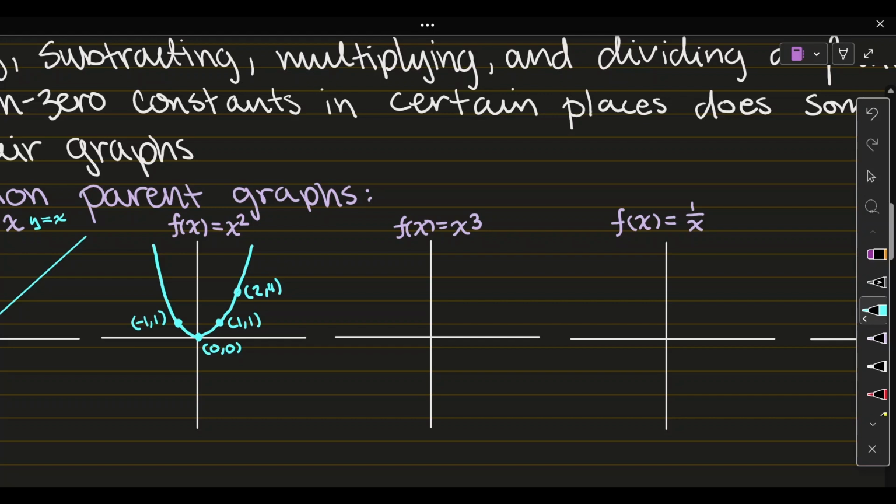x cubed is going to look like this. It has the point (negative 1, negative 1) and it has the point (1, 1). Negative 1 cubed is negative 1 times negative 1 times negative 1. That's 1 times negative 1, which is negative 1. So negative 1 cubed is negative 1, which is why we get this arm that stretches down. And then obviously the point (0, 0), because 0 cubed is 0.